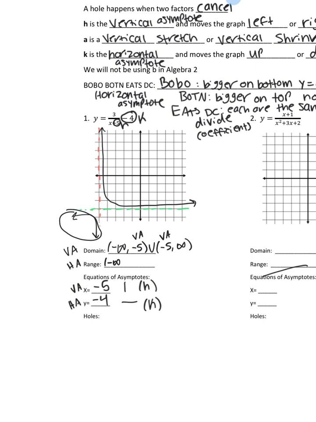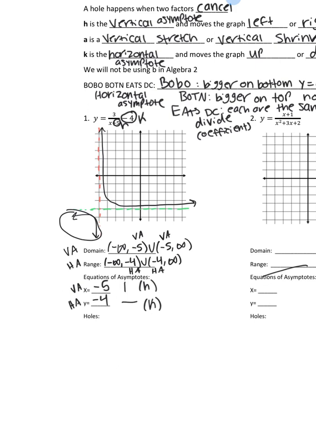I'm going to go from -infinity to my horizontal asymptote, which is at -4, union -4 to infinity. And this is my horizontal asymptote. Those asymptotes are generating a break in the graph. The union symbol means that I'm piecing together those breaks.